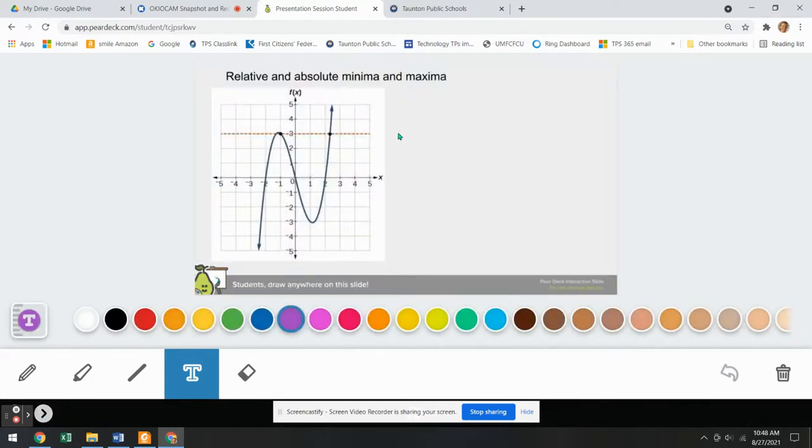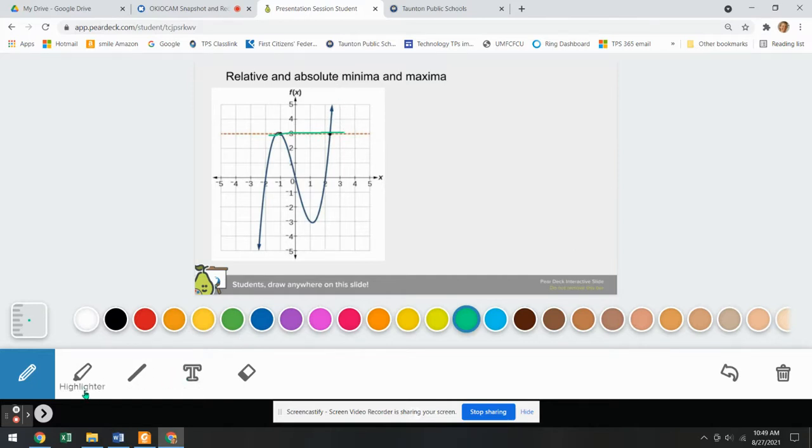Relative and absolute maxima and minima. So again, let me just grab my pencil tool. What I'm doing is I'm reading it from left to right. So it's starting from negative infinity and it's going up here, and I can already tell it's not the highest point, and that's probably why this dotted line is here. It's not the highest point because I can see the graph goes up higher than that.